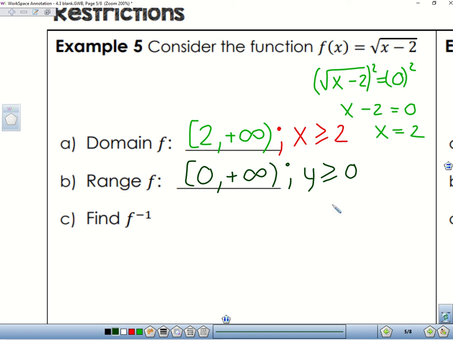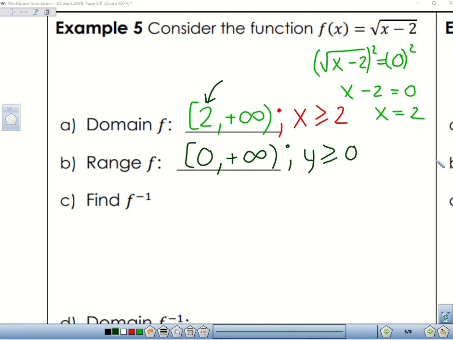I'm sorry, can you say that again? I plug in this domain value to see what I get for f of x, and that's going to be my endpoint of my range. Okay, you plug it in. You can also use a graph too, but that's just a way to do it without a graph, like a quick way. So now that we've done all that, we're going to find the inverse.